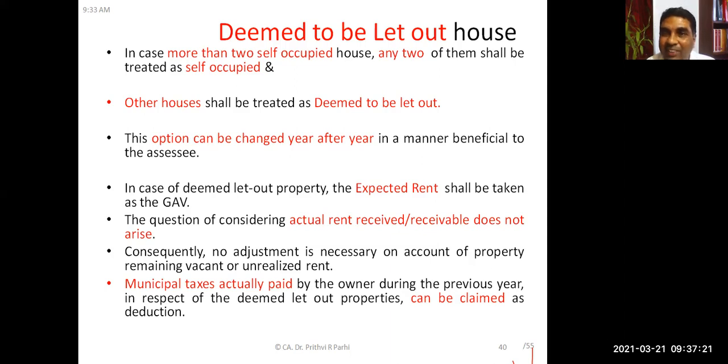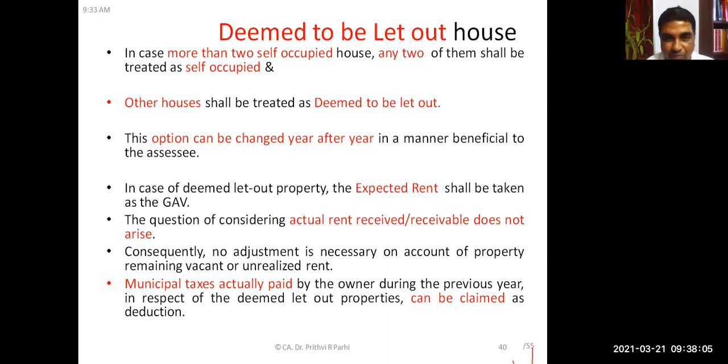And it's not necessary that once you have selected these 2 houses as self-occupied, they will always be self-occupied. You may change the option. This year you may say A and B house. Next year you can say D and E. Next year you can say E and B. Every year this option can be changed, in such a way that it is beneficial to the assessee. So ideally, the assessee will arrive at the annual value of all these properties and pick up the 2 houses where the annual value is maximum. These 2 are self-occupied, consequently the annual value is 0. Other houses shall be treated as deemed to be let out.